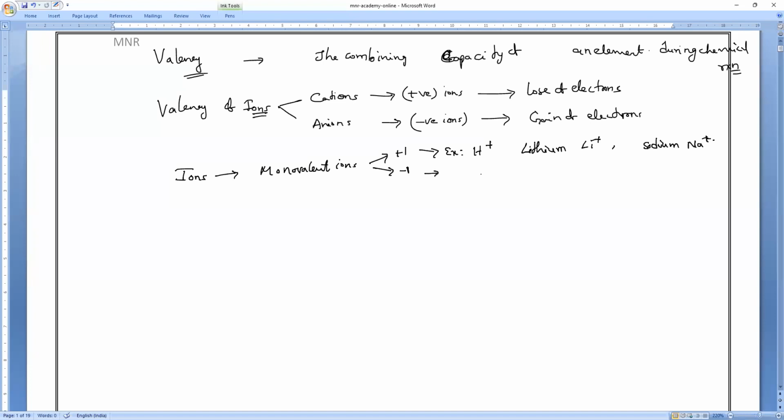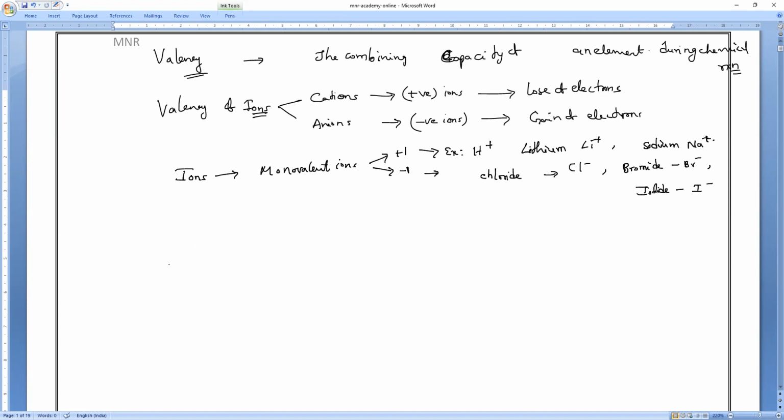Negative monovalent ions? Chloride ion. As I said, anions end with -ide. Next, bromide, Br minus. Next, iodide, I minus. If you are not able to give at least one example, then it is no use. Sulfide is S2 minus; I'm asking for monovalent and you are saying divalent.